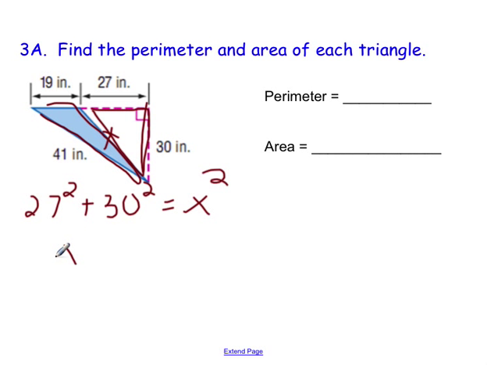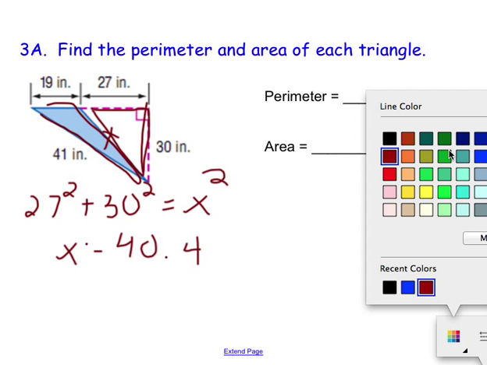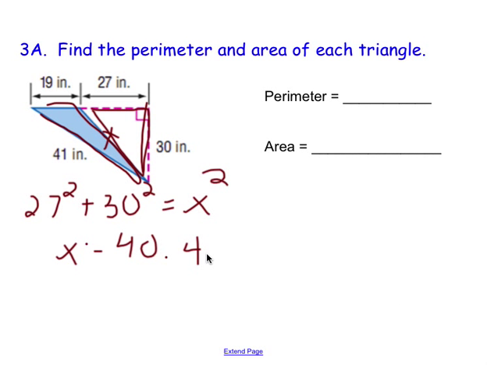Again, I'm going to assume that you can solve these at that point. If you can't, go ahead and bring it up to me and we'll talk about it together. So that extra side length is 40.4. Then we are going to add around: 40.4 plus 19 plus 41. When you add all of those together, you end up getting 100.4 inches for your perimeter.